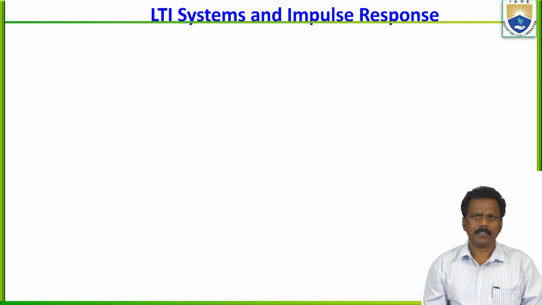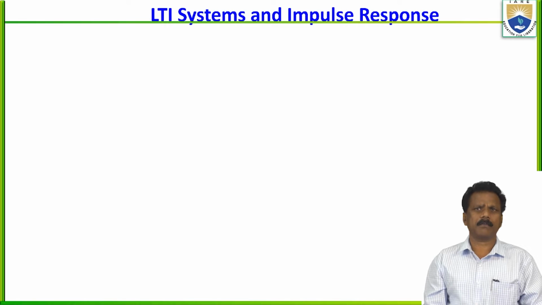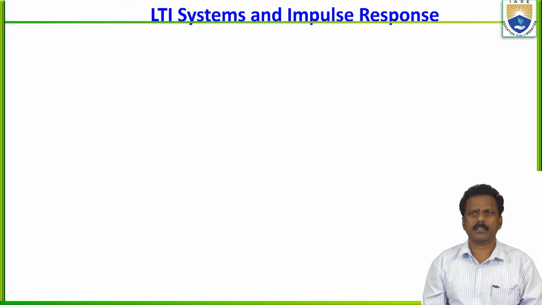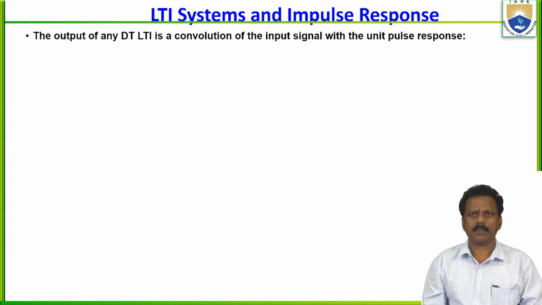So, for linear time invariant systems and impulse responses: the output of any DT LTI system, linear time invariant system, is a convolution of the input signal with the unit pulse response.